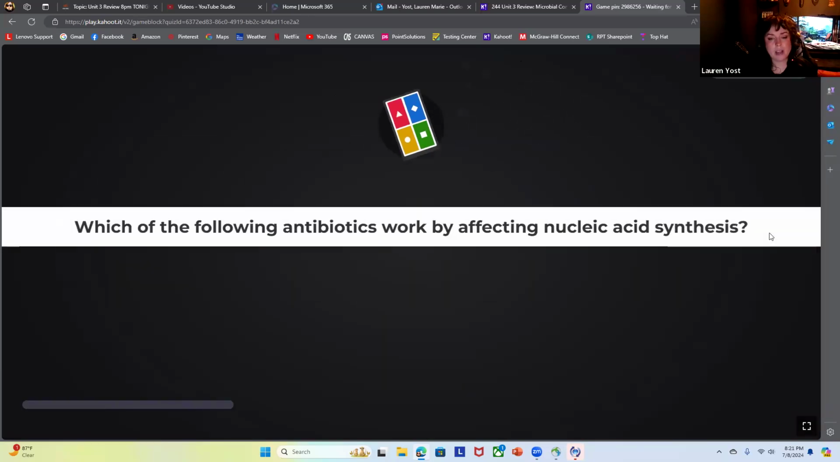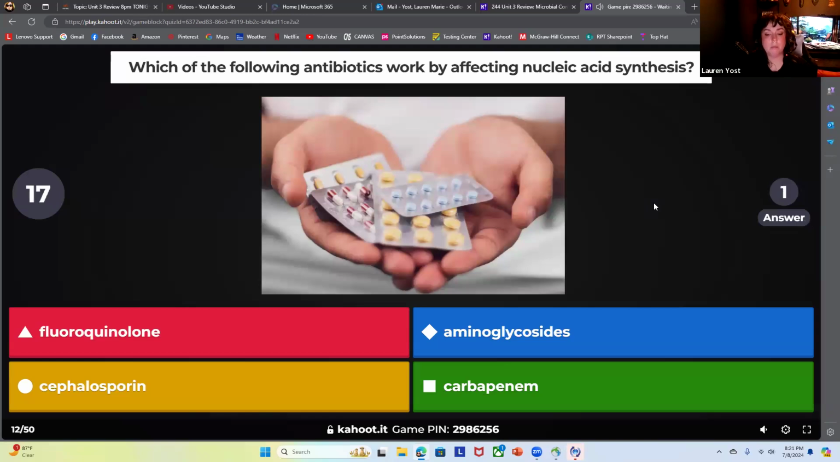All right, which of the following antibiotics work by affecting nucleic acid synthesis? This is a group. I'll let you know that.